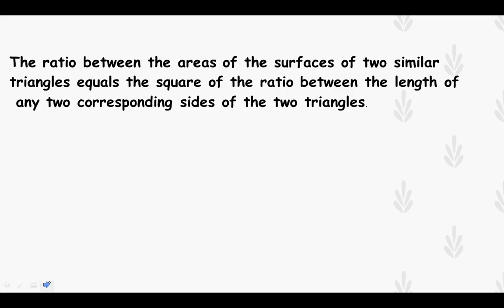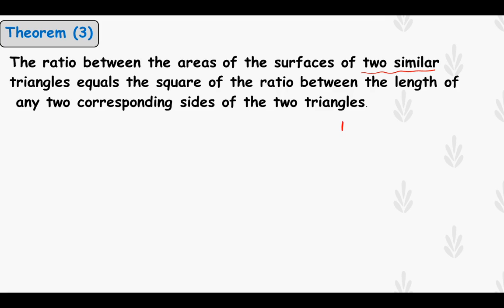Let's go to another idea. Theorem 3: The ratio between the areas of the surfaces of two similar triangles equals the square of the ratio between the lengths of any two corresponding sides of the two triangles. So, if we have two similar triangles, okay.